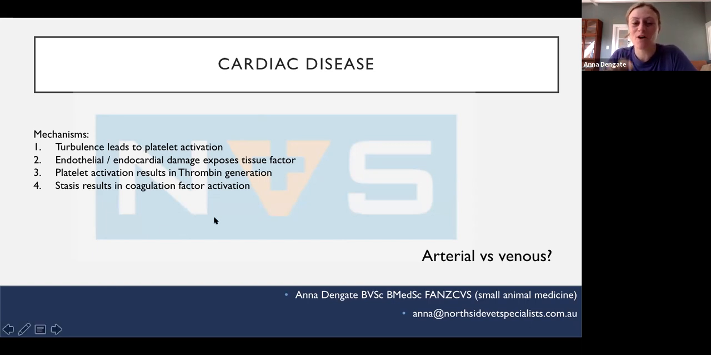So they're a bit of a combination of platelet and factors, and that's just a consideration when we're looking at anticoagulating these guys. We want to potentially target both the factors being activated as well as the platelets being activated.